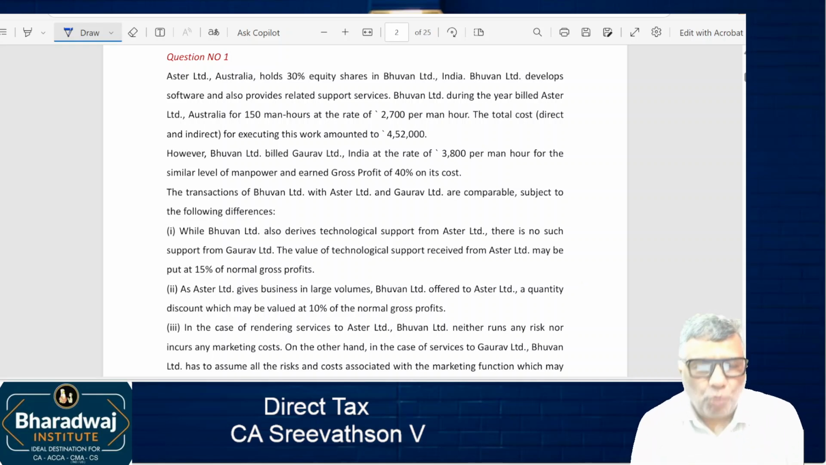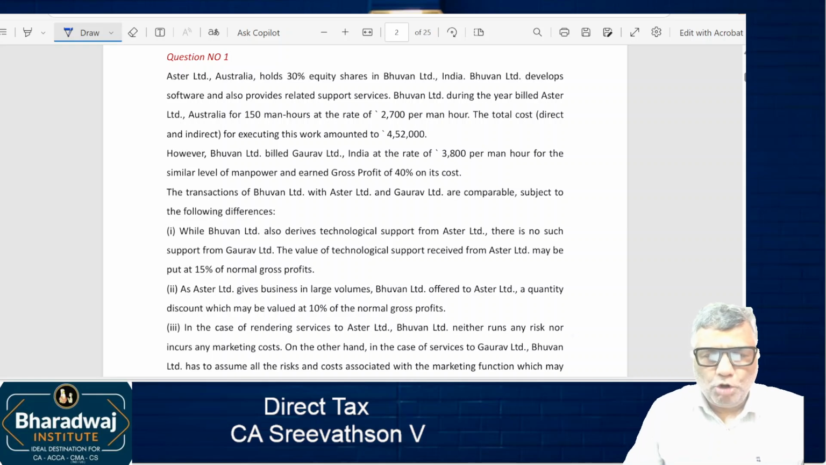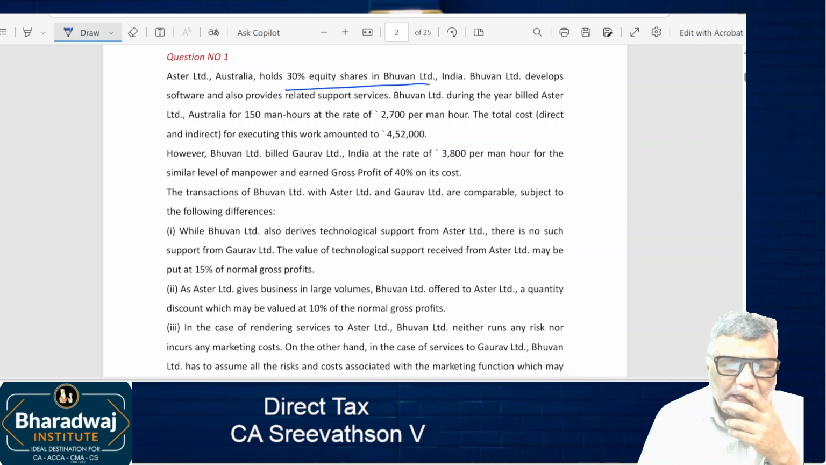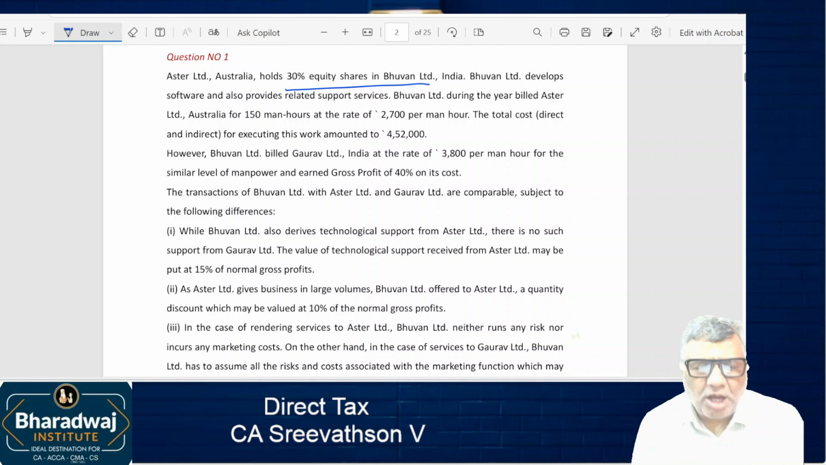Okay, question number 1. Aster Limited Australia holds 30% equity shares in Bhuvan Limited India. Bhuvan Limited develops software and also provides related support service. Bhuvan Limited during the year billed Aster Limited for 150 man-hours at the rate of 2,700 per man-hour. The total direct and indirect cost comes to 452. Bhuvan Limited billed Gaurav Limited at the rate of 3,800 per man-hour for the similar level of manpower and earned a gross profit of 40% on its cost.